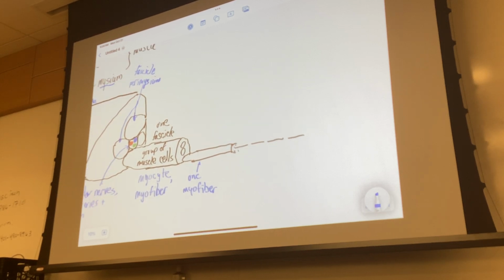So that one myofiber itself is covered by more connective tissue, and that connective tissue is called, instead of the perimysium, at this point, it's the endomysium. In terms of the coverings, there are different layers. From the deepest to most superficial, there's endomysium, perimysium, and epimysium. And then they all merge to form the tendon, and then those merge seamlessly with the bone.